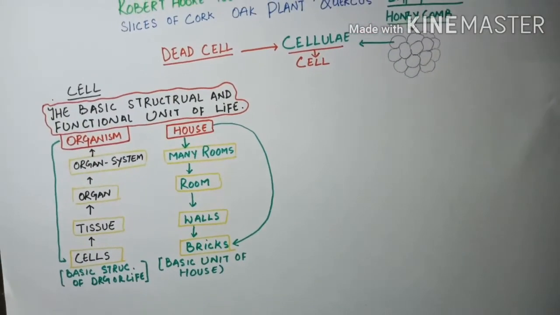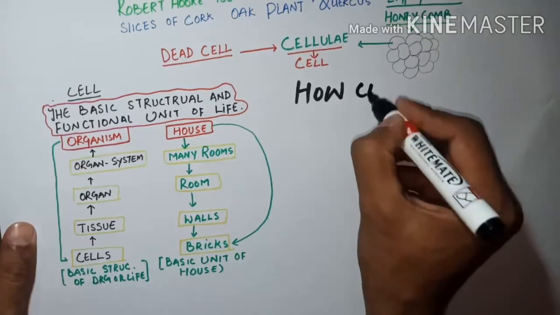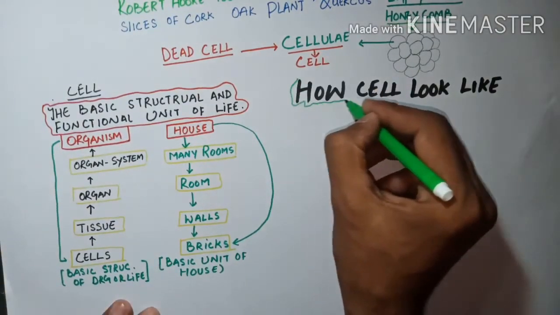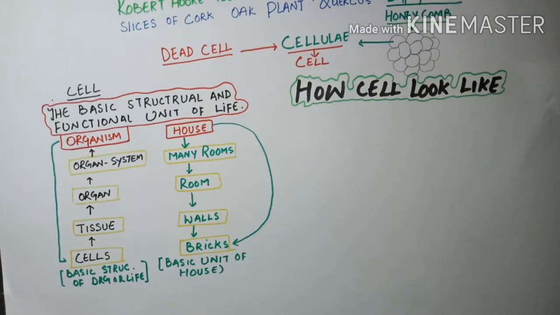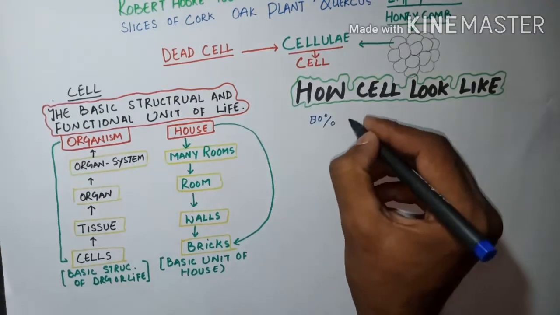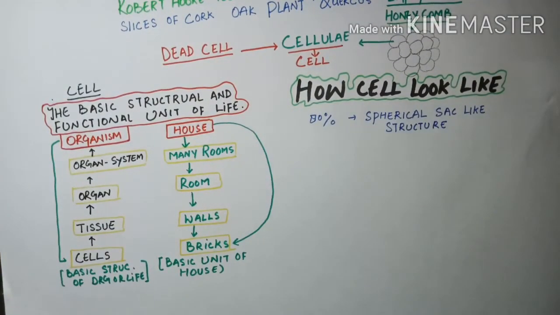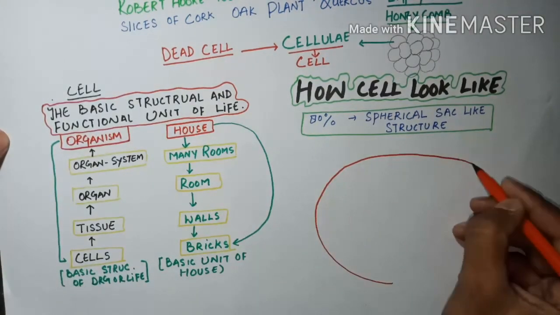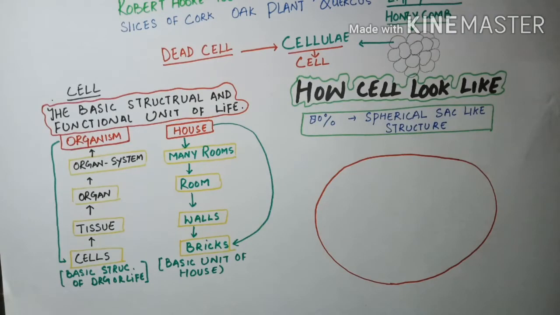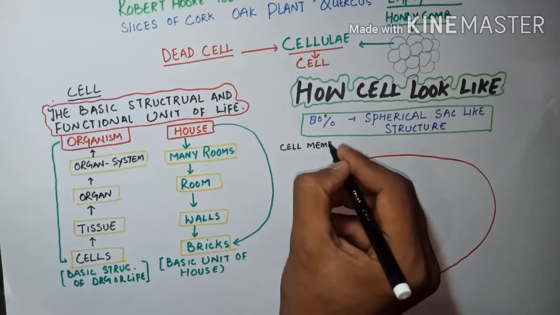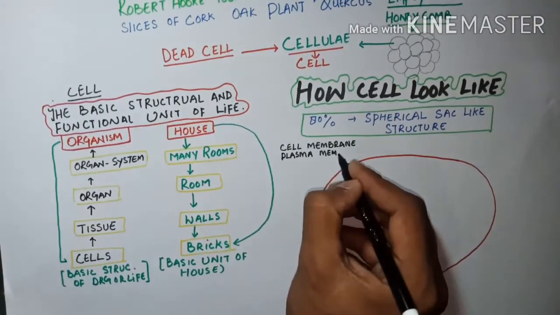Now let's discuss how cells look. The human body as well as plants, most of the living organisms, in fact all living organisms, are made of cells. Most cells are spherical in shape. These cells are bounded by a covering. This protective covering is known as the cell membrane, plasma membrane, or plasmalemma.